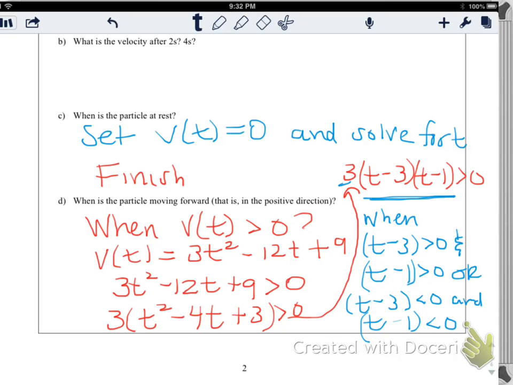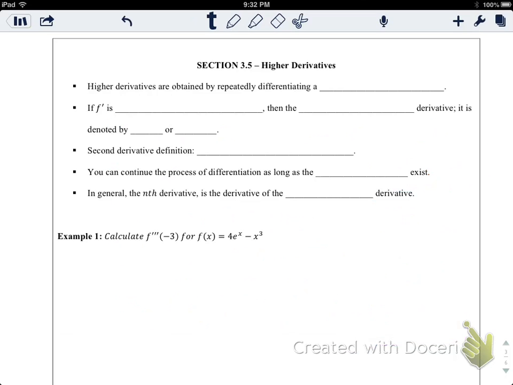So I want you to actually finish this and tell me, on what two intervals would that represent? You can solve those linear inequalities and figure that out. Okay, so that's the end of 3.4. All right, so now moving on to 3.5.